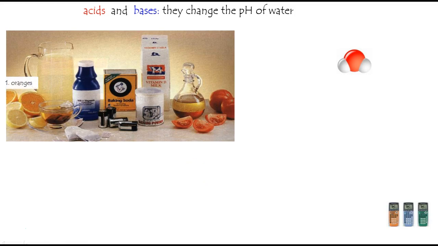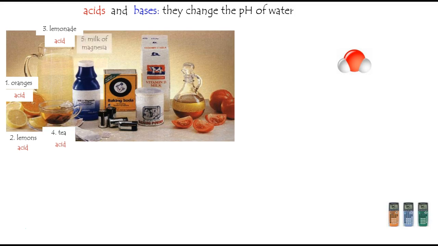Oranges contain things like citric acid, things like that. They are acidic. Lemons, acidic, same reason. Lemonade, well, you got some sugar added, but that won't change the pH appreciably, so that's also acidic. Tea, tannic acids, things like that. Acidic again. Milk of magnesia, magnesium hydroxide, that's a base. Baking soda, no hydroxide, and yet it's basic as well. It'll raise the pH of water for another reason.